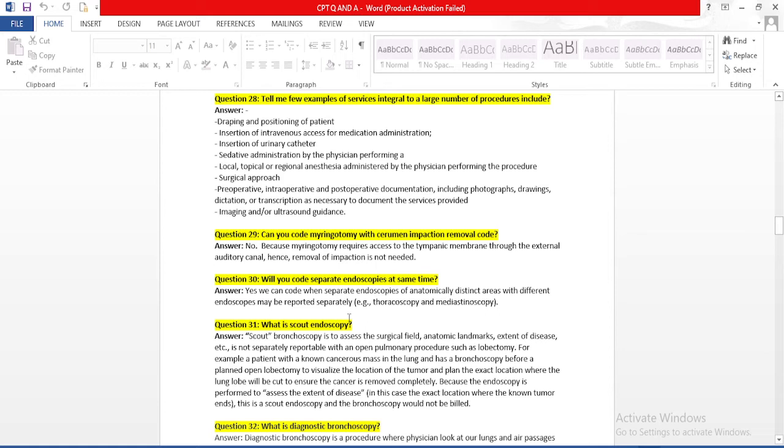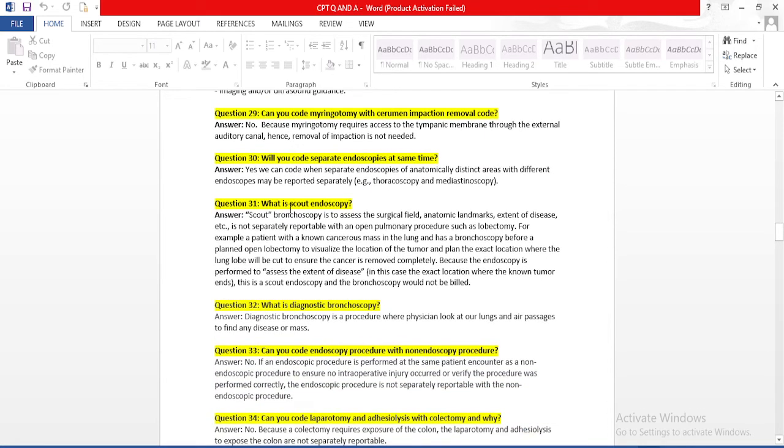So next one, tell me a few examples of services integral to a large number of procedures. Generally, the following are all included in the more comprehensive procedure or integral to a large number of procedures: draping, insertion of IV access, urinary catheter. All those things are included in the large number of procedures. We don't need to code them separately.